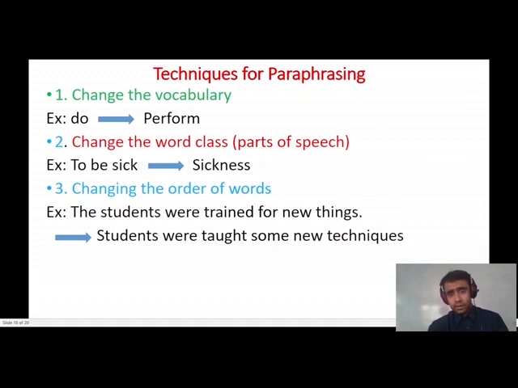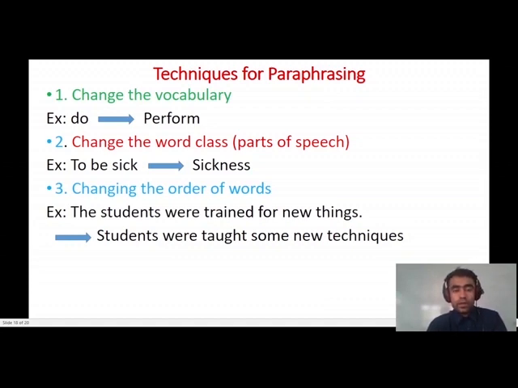There are techniques for paraphrasing. The first one is to change the vocabulary. Anytime you are going to paraphrase, the first thing you need to do is change the words, the lexis. For instance, you can change the word do to the word perform. The second thing is to change the word class, the parts of speech.